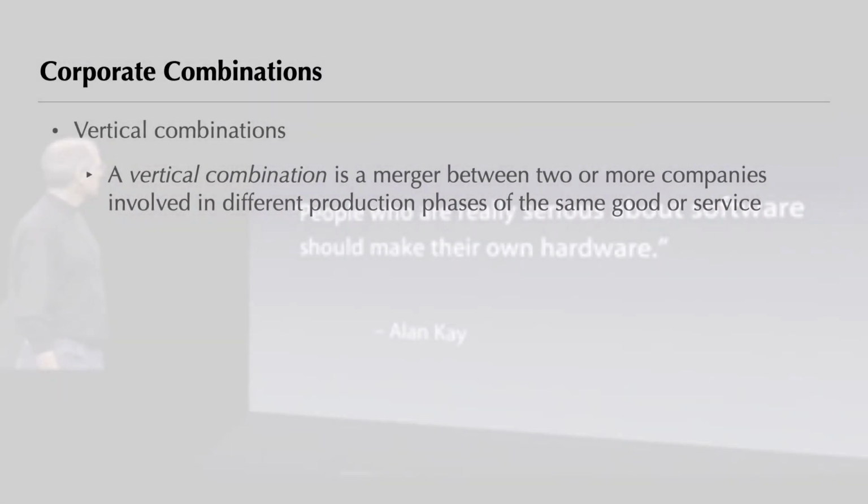A merger between two or more companies involved in different production phases of the same good or service is a vertical combination. For example, the United States Steel Corporation, founded in 1901, combined companies that owned ore deposits, iron mines, steel mills, railroads, and shipping lines. All of these companies were involved in different phases of the production and distribution of steel. Today, the company, which is now a part of USX Corporation, produces 10% of all the steel manufactured in the United States.